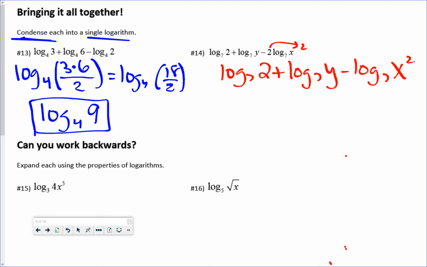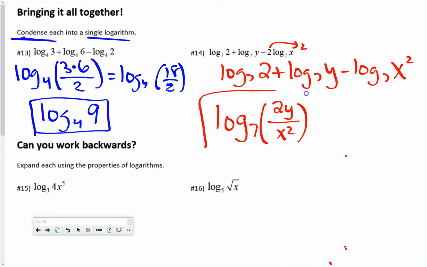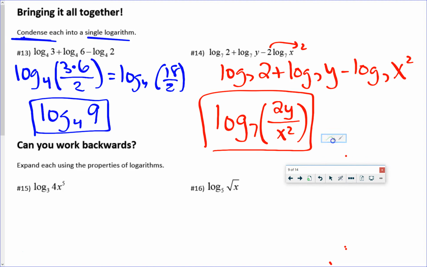So condensing means I bring the power back up. This is our condensed side. This is our expand side. Okay. From here, I need to squish them together. How are we going to put together 2 and y? Multiply. Then how are we going to put the x squared? We will divide it. So 2 times y, divide by x squared. A single log. There's only one log in my answer. All right, so that's condensing, bringing them back together as one.